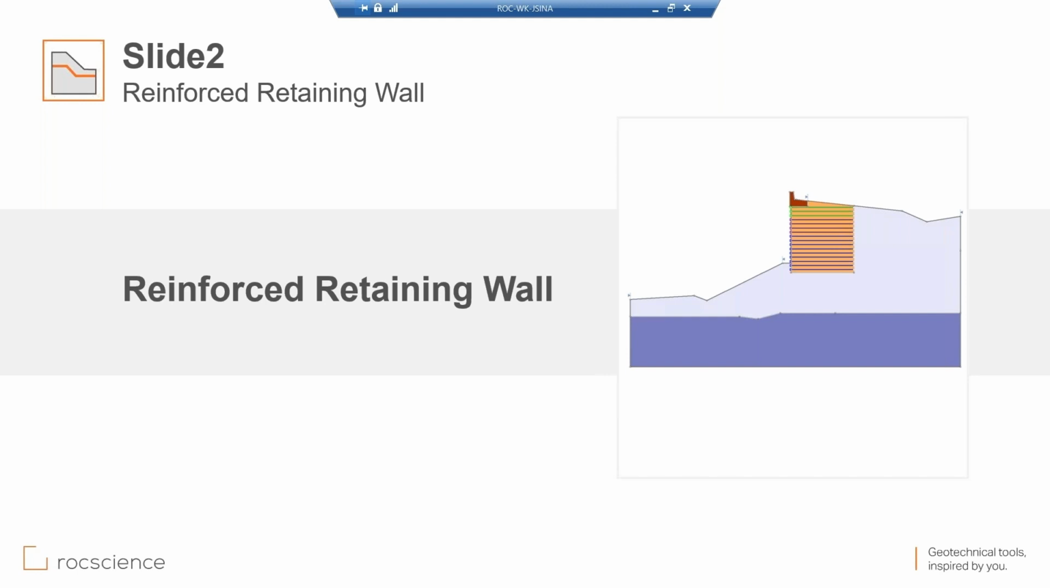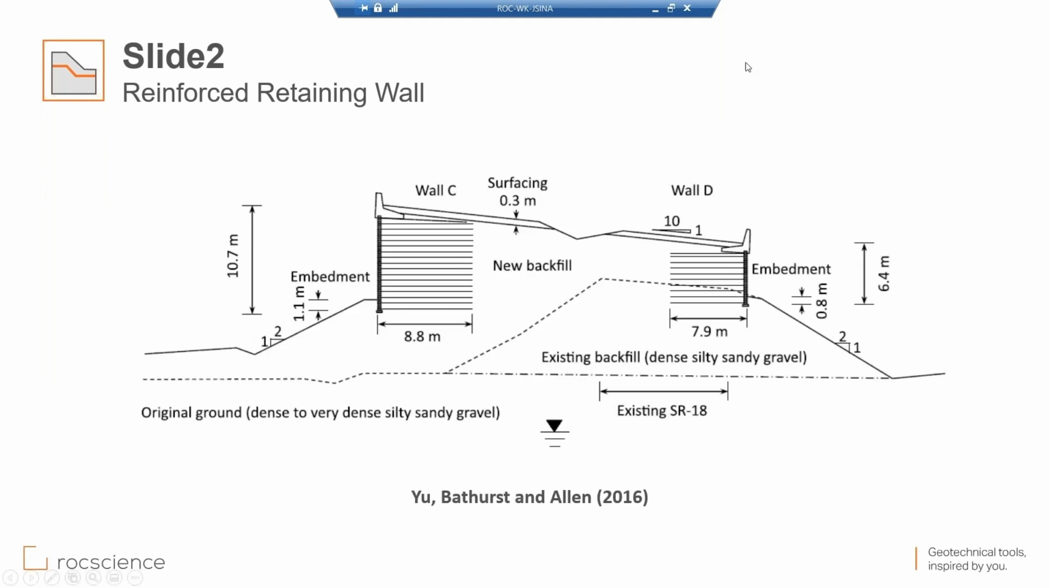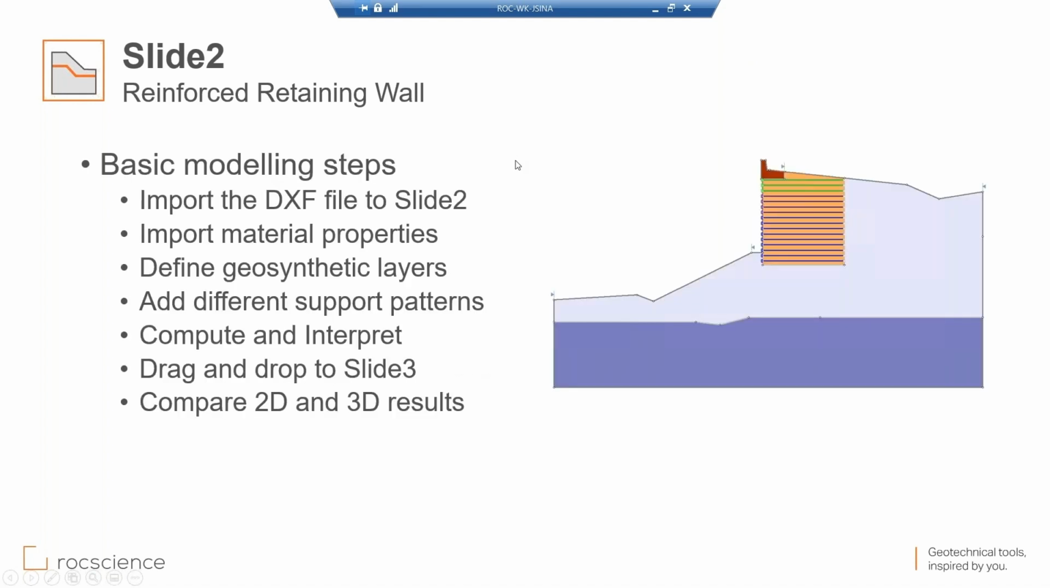Okay, let's continue. This example is a case study published by Bathurst and Allen. There are 2 retaining walls here. We're going to model wall C. The procedure to model this wall is I'm going to import the DXF file. We had the image as well. You can either use the image wizard option in the Slide software, or if you have the DXF, you can import it. I prefer to import the DXF for this example.